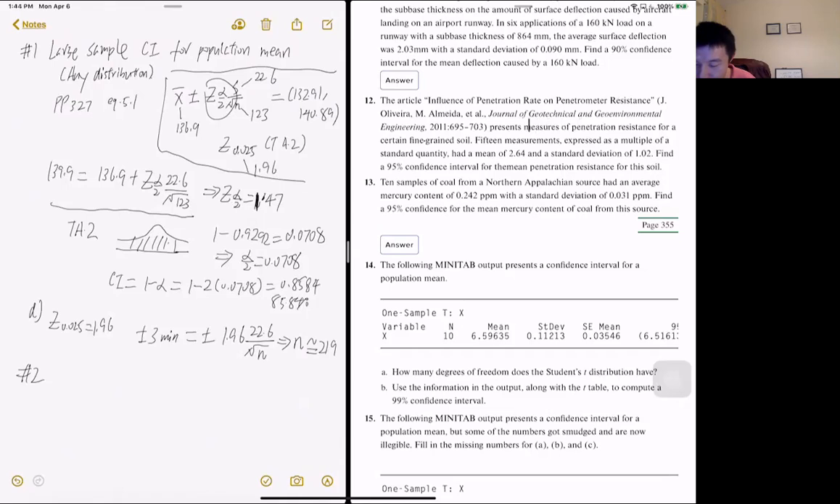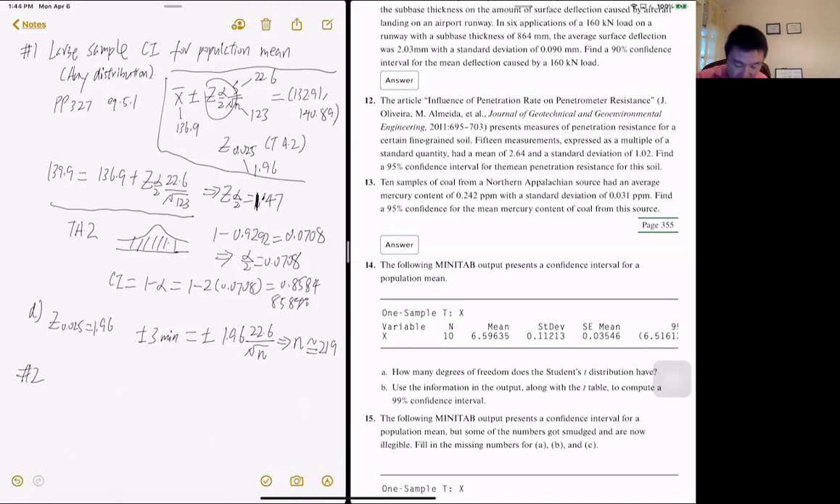15 measurements. The sample size is 15, which is a small sample. So, expressed as multiple of a standard quantity, it has a mean value of 2.64 and standard deviation of 1.02. So look at the last sentence. Find out the 95% confidence interval for the mean penetration resistance for this soil. So this is a confidence interval for population mean. But the sample size is 15, so that's a small sample confidence interval for population mean.